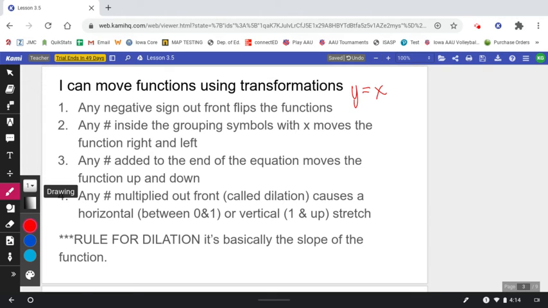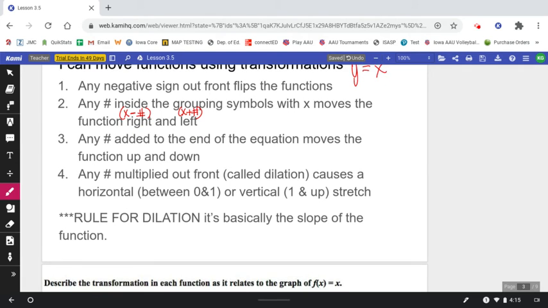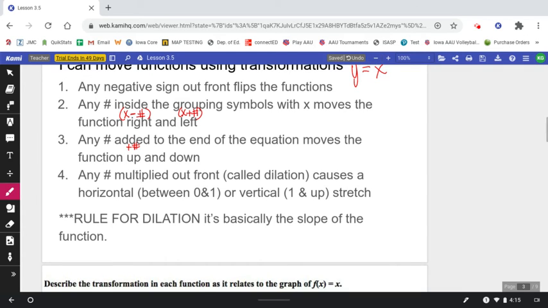Number 2, any number inside the grouping symbols with x will move the function right and left. Now, it's opposite of what we're going to think. If it's inside the grouping symbols with x and it's a minus, that's when it's going to move the function to the right. And if it's a number inside with x being added, then it will move our function to the left. Any number added to the end of the equation moves the function up or down. So if I had a plus number at the very end of my equation, it would go up, and minus a number at the very end of my equation, it would go down.